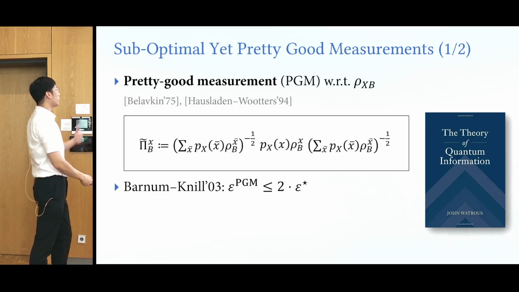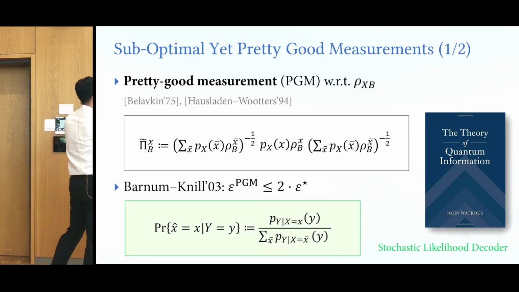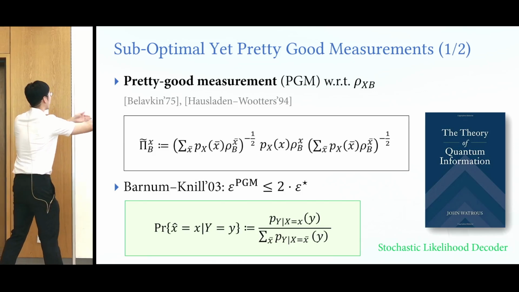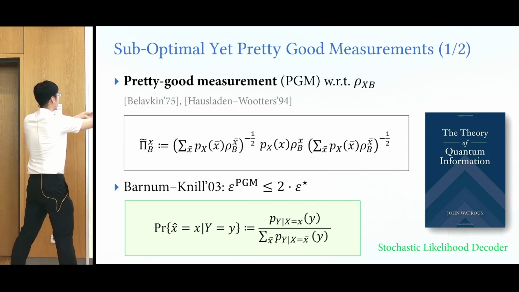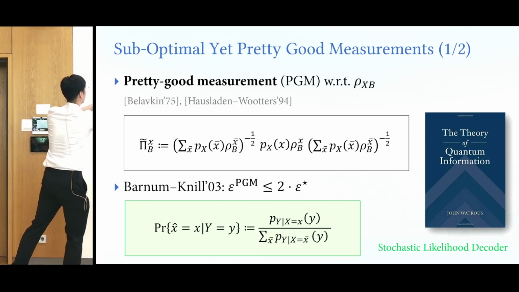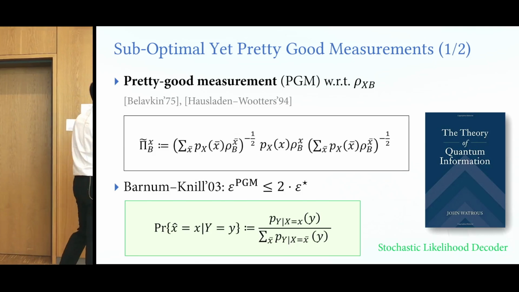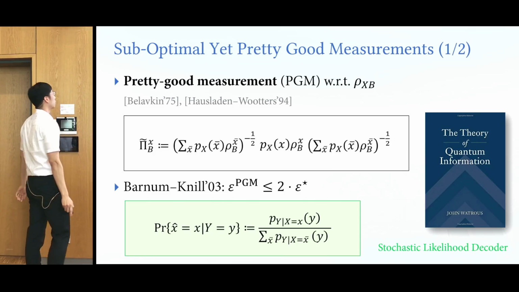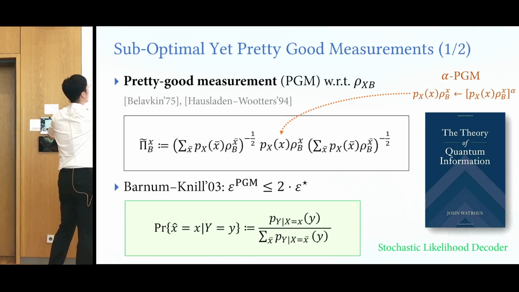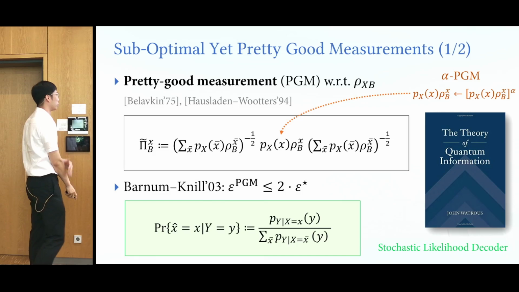And why this pretty good measurement is pretty good, we can probably see from the classical stochastic likelihood decoder, because for any realization we choose x with probability proportional to the likelihood. So it's like this quotient. I think the idea is very similar to the classical stochastic likelihood decoder. However, in the quantum setting, if we put emphasis on an alpha power, we call it the alpha-weighted PGM or alpha-powered PGM. That will be used later.